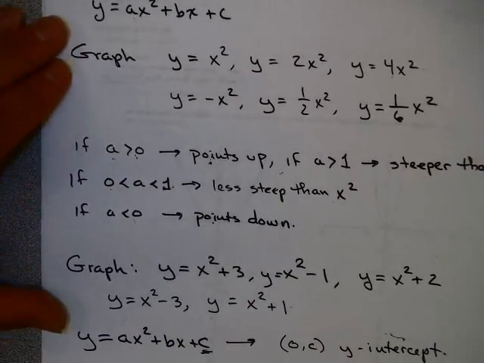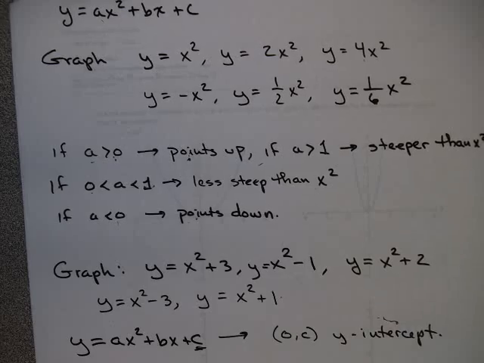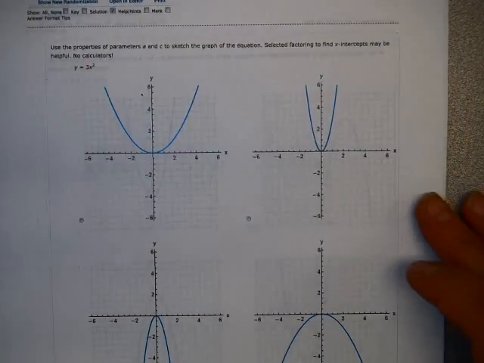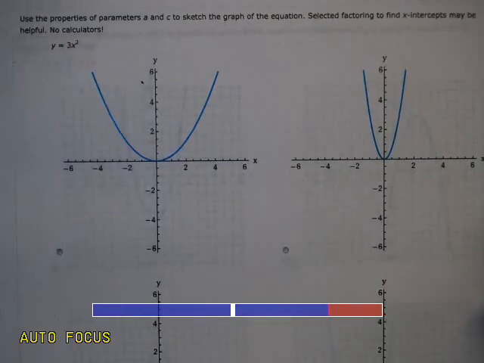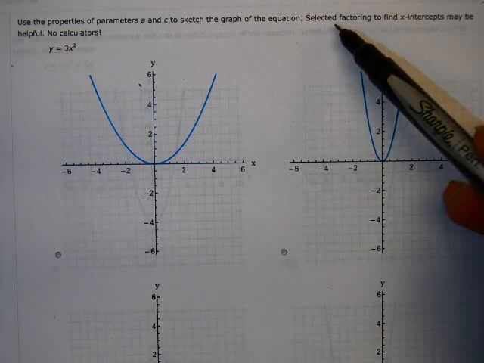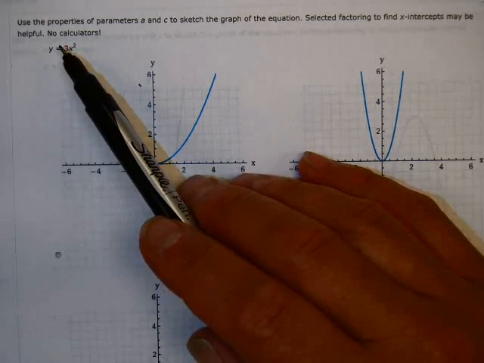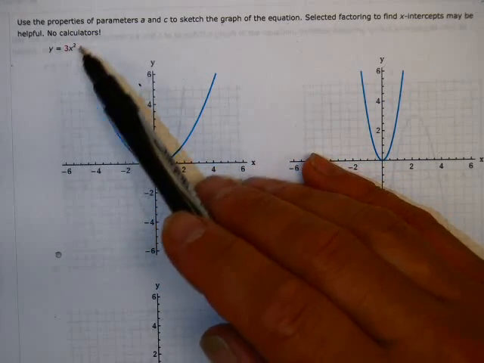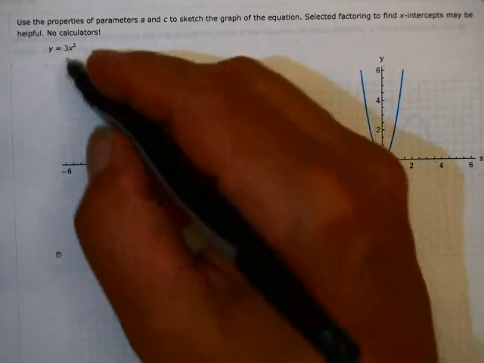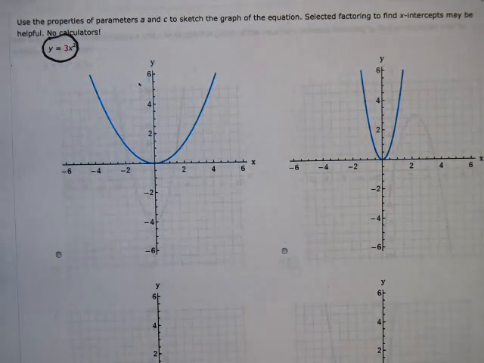You can use these two facts, this information about A and this information about C, to help you solve some problems. Let's take a look at this problem from WebAssign. I'll try to zoom in a little so you can see it. Use the properties parameters A and C to sketch the graph of the equation. Selected factoring to find x-intercepts may be helpful. No calculators. Of course, we can't tell you not to use a calculator, but let's see if we can do this. We're trying to look for a graph of y equals 3x squared.